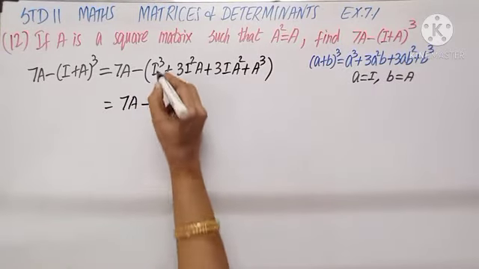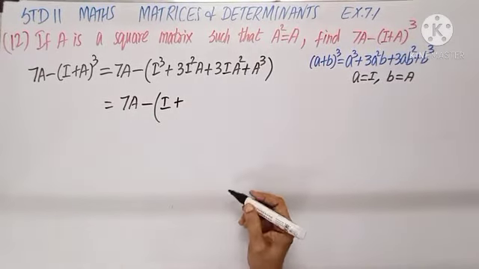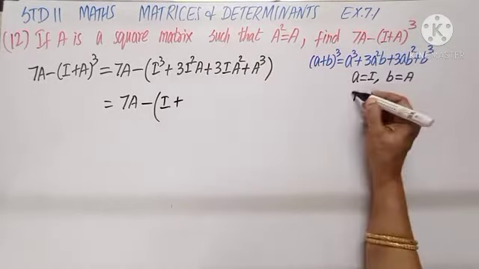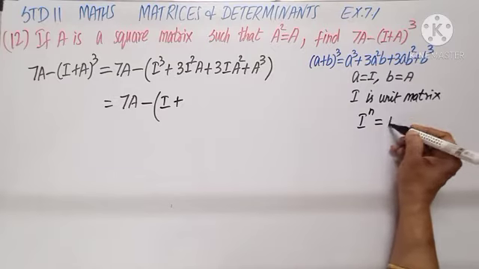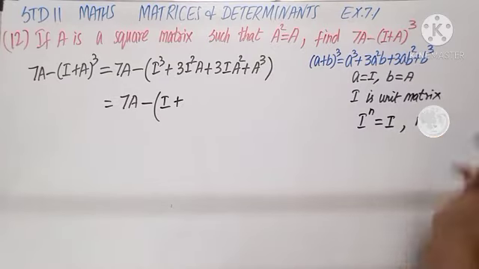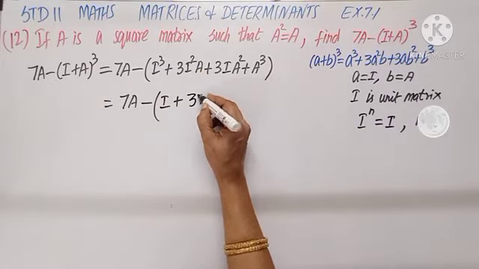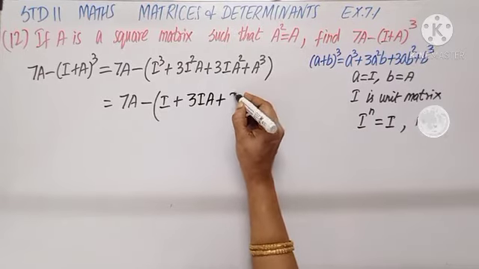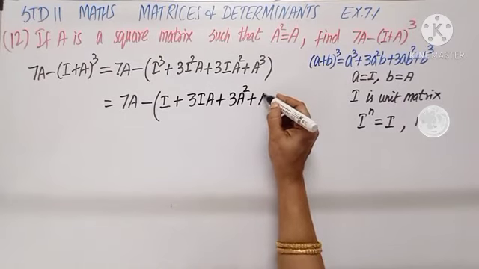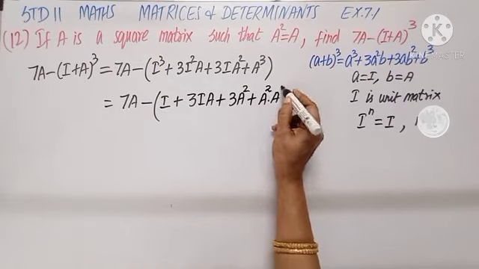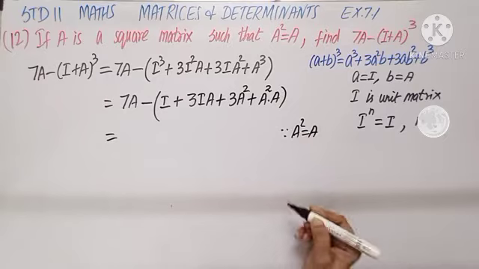7A minus, I know I cube is I only. I power any number is I only because I is the unit matrix. So remember, I is the unit matrix. Whatever be the power, I is I only. Now, I square is also I only. So I into A plus 3 I into A square is only A square. A cube I can write as A square into A. Wherever A square is coming, I can put A.